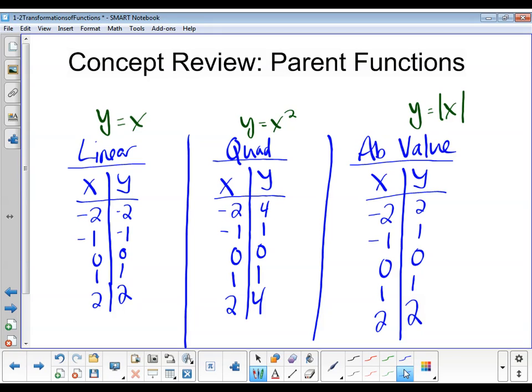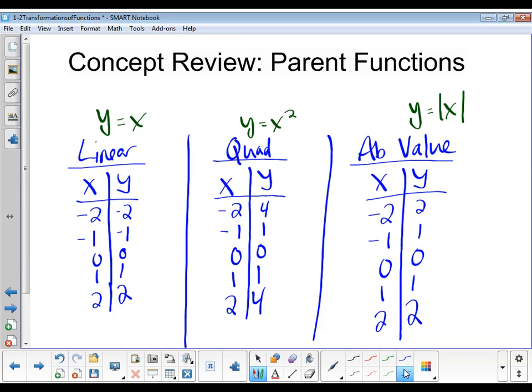First up, this is a concept review of parent functions, and this may not be something that you've seen very much before, so I wanted to make sure I went over this. We have three different tables here that go with equations. We have linear, we have quadratic, and then we have absolute value. So you can see the equations up above.